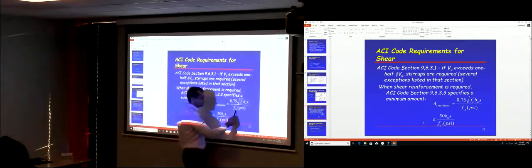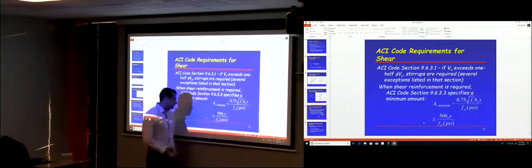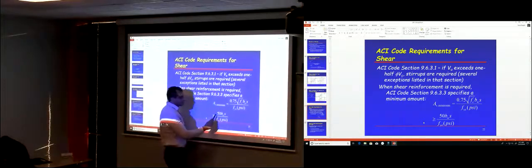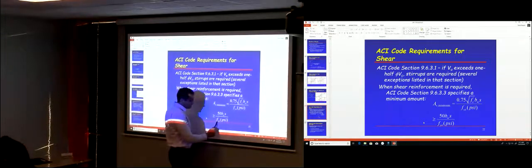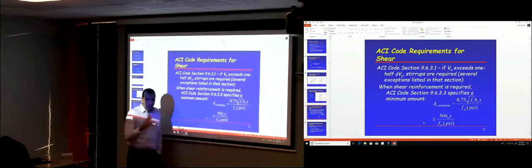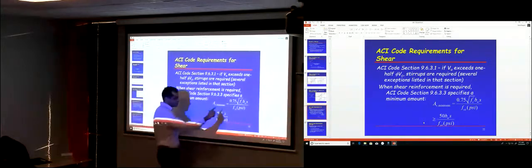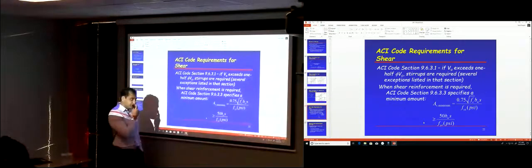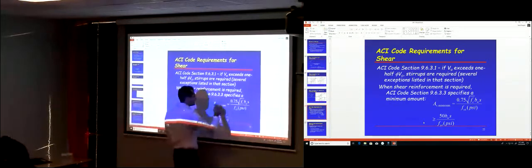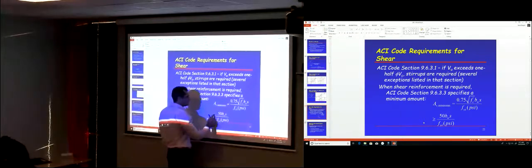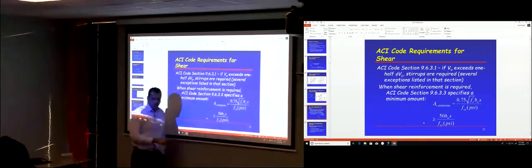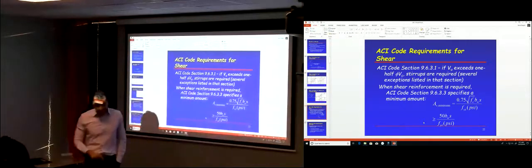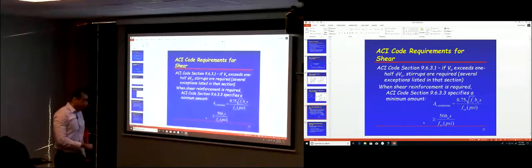Divided by f yield of the stirrups in psi. f'c is in psi as well. And it has to be larger than 50 b web s divided by f yield in psi as well. So you have to write this equation and this one and use the larger value of the two equations, okay? So you're going to apply this one, you're going to get some number, you're going to apply this one, you're going to get some area for the stirrups, okay? And then you're going to use the larger value of both values, okay?